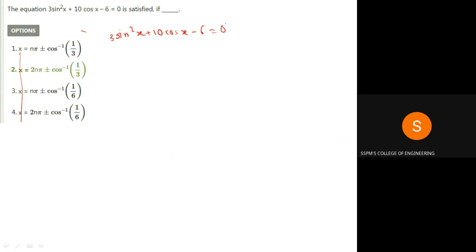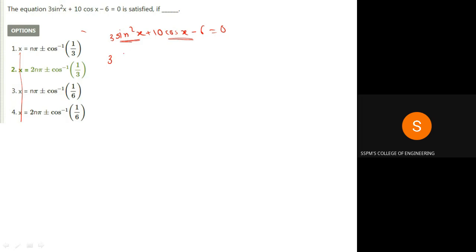It looks like a quadratic equation, but in a quadratic equation, if you have m, it would be 3m square plus 10m minus 6. But you must have the same variable. So if you have sine square here, you must have sine here as well. If you have cos here, you must have cos here. But these two are different, so we will try to convert this cos into sine. How do we convert that? Or we can also convert this sine square. So we will convert sine square.